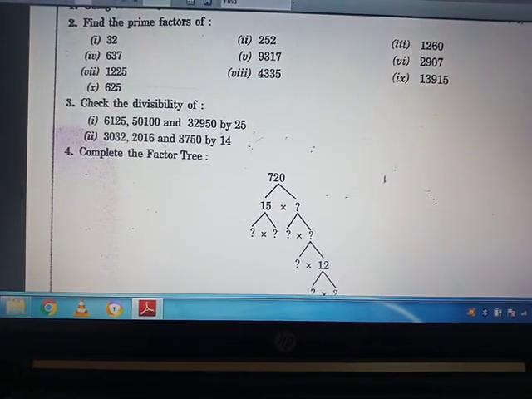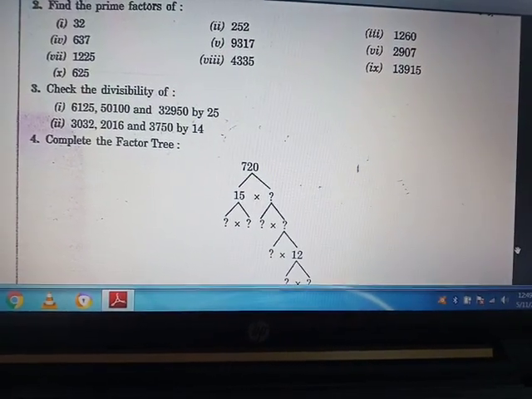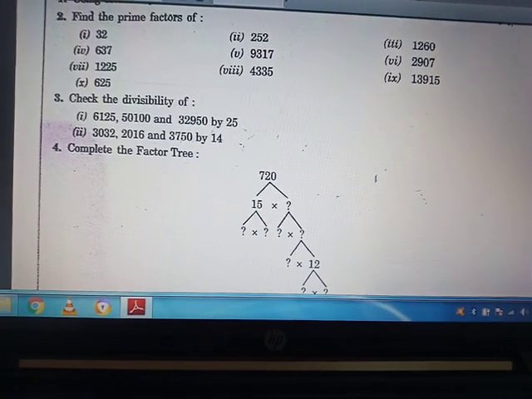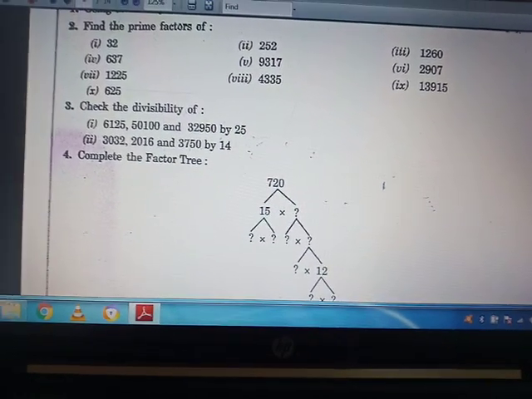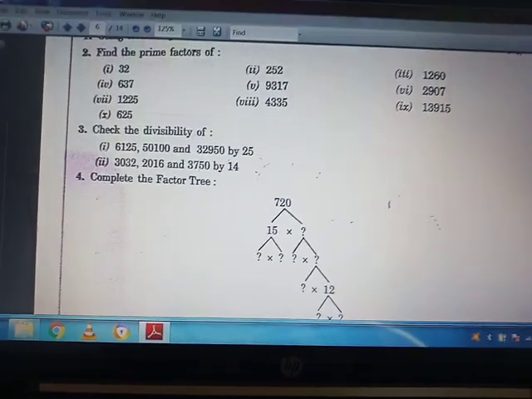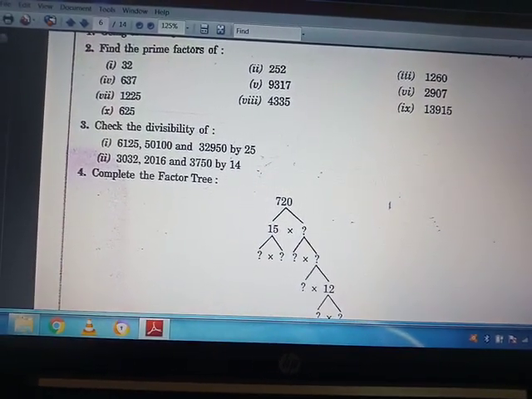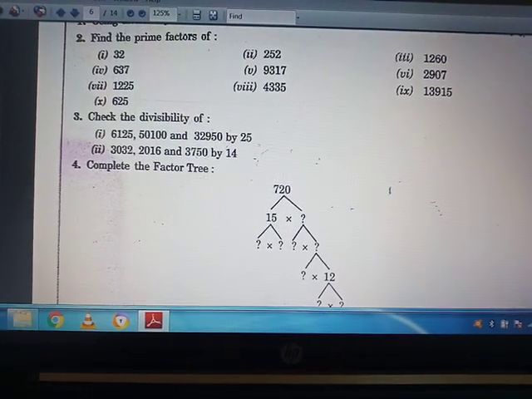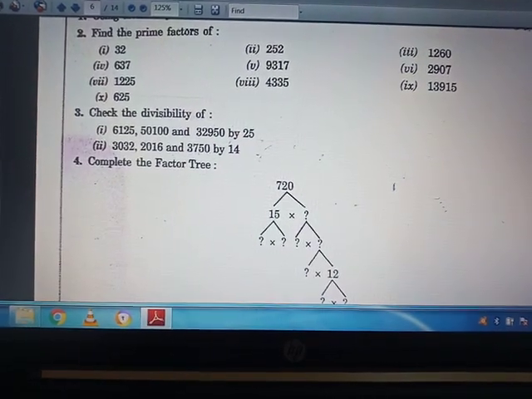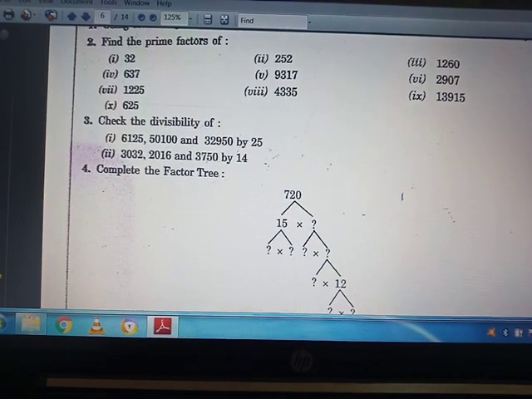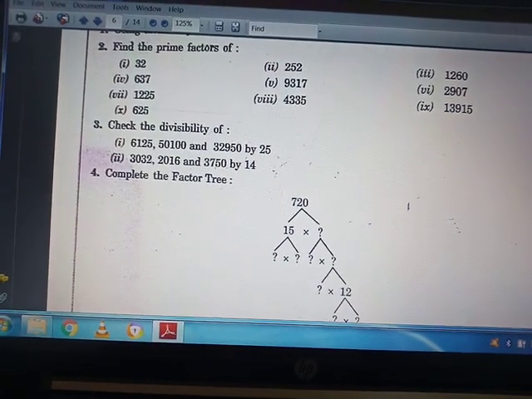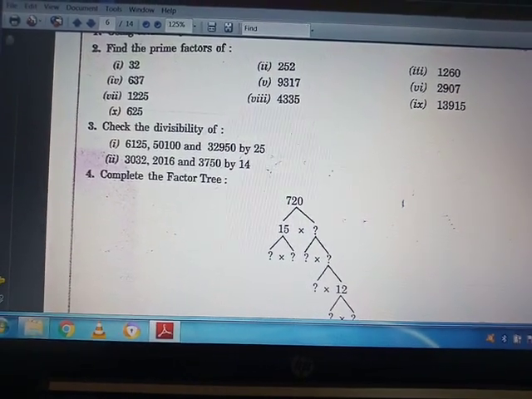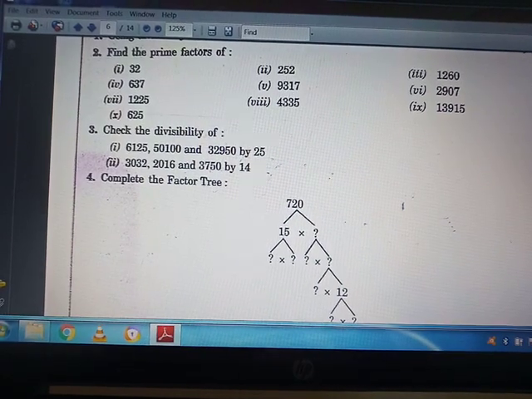Now question number 3, we had dropped this question in the previous video. Now we will conclude this also. In question number 3 it is saying to check the divisibility of 6,125, 50,100 and 32,950 by 25. So we will see what the test of divisibility by 25 is.